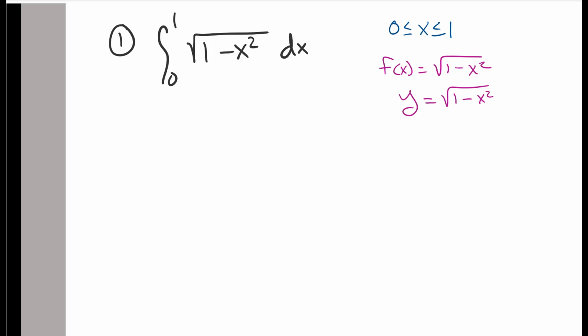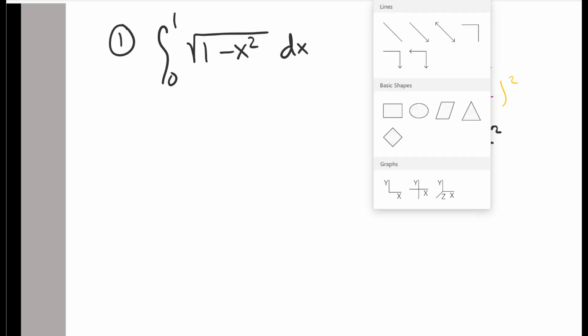Well, I would hope you would, too, because this is just the upper half of a circle. So let's just play a quick game. If we were to square both sides, we would end up with y squared is equal to 1 minus x squared. And if we were to move this over to the other side, you get x squared plus y squared is equal to 1. Anybody ever seen x squared plus y squared equals 1? Yes, you have. It's called the unit circle.